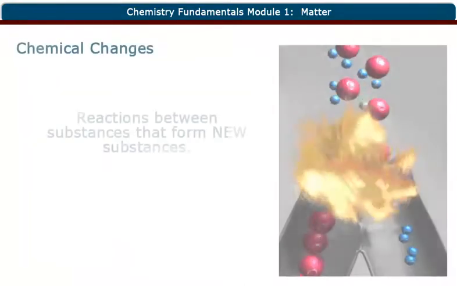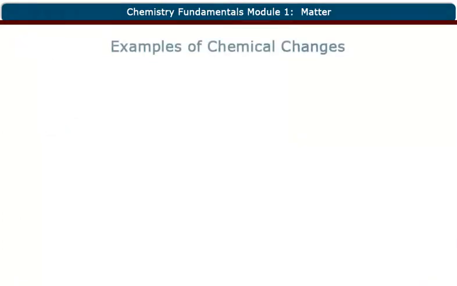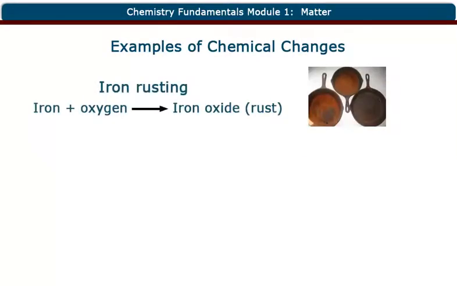Chemical changes are reactions between substances that form new substances. Here are some examples of chemical changes. Iron combines with oxygen to form a new substance, iron oxide, better known as rust.